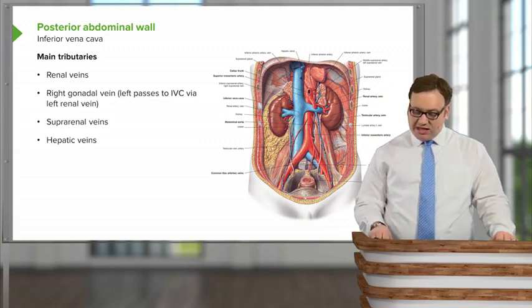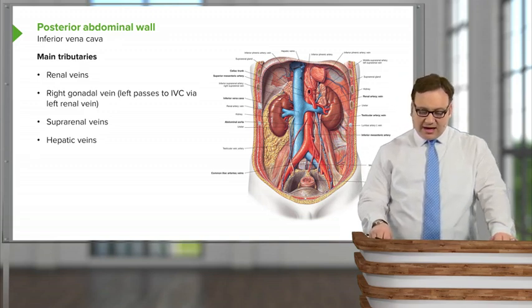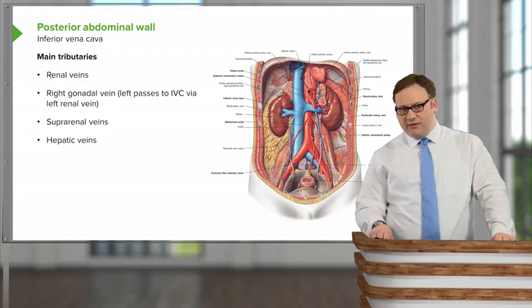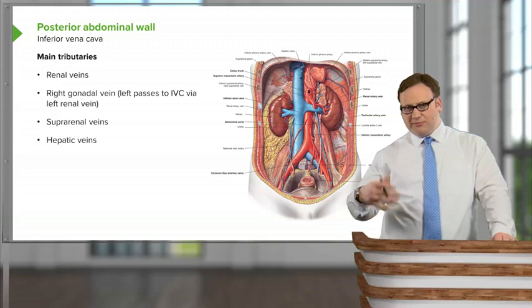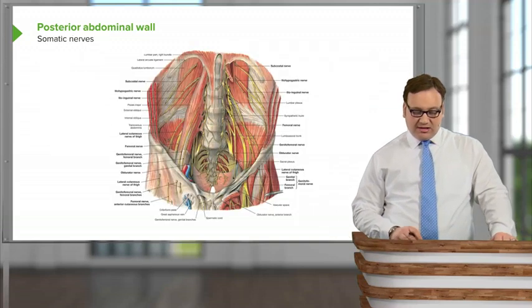It receives suprarenal veins, which we'll explore in the next lecture, draining from the suprarenal glands, and it receives drainage from the liver. This is blood that is going to be full of nutrients that have been processed by the liver and returning it quickly into the systemic circulation.